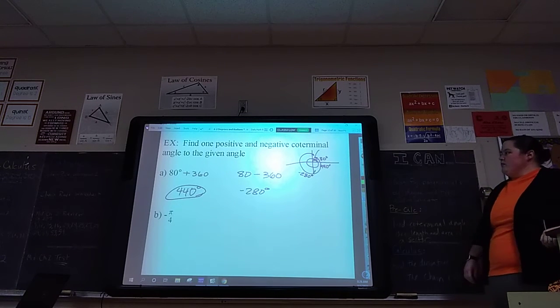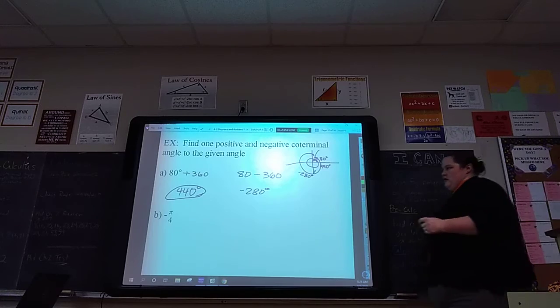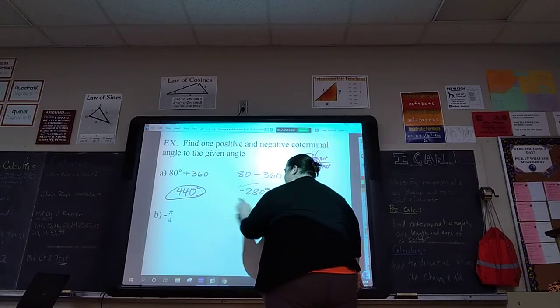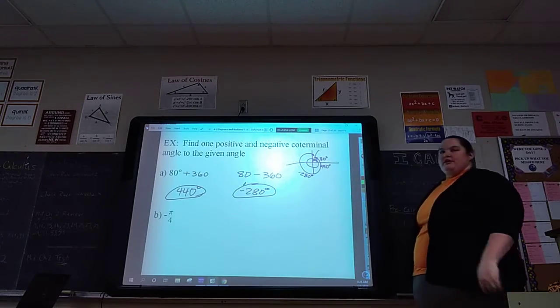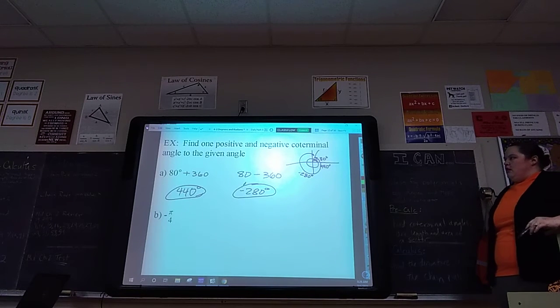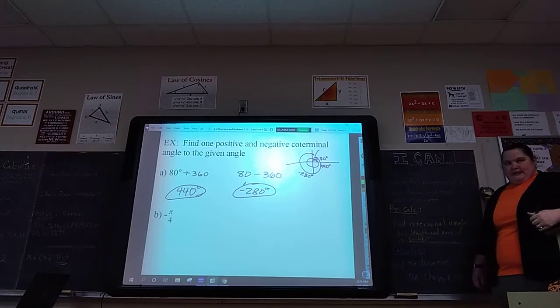Okay. So now we have one positive and one negative coterminal angle to our initial angle. Questions about the first one?